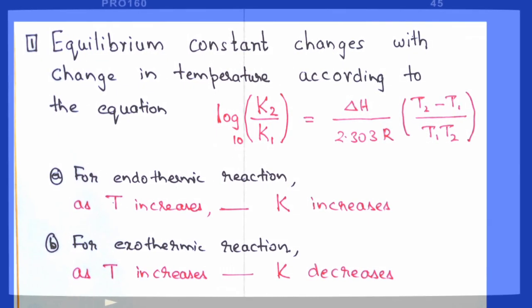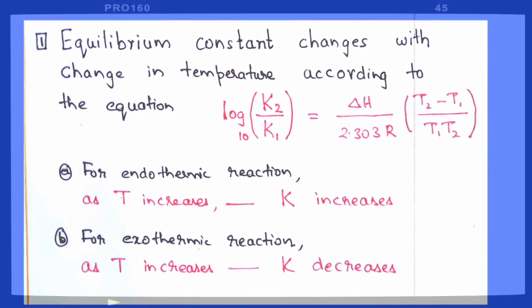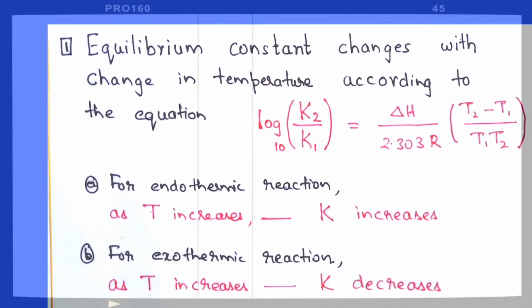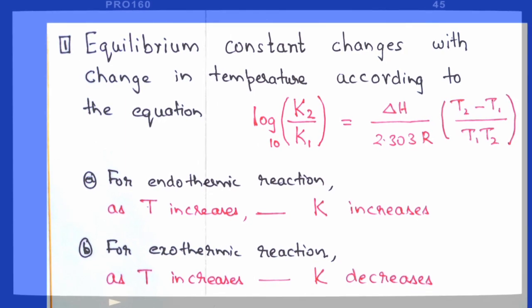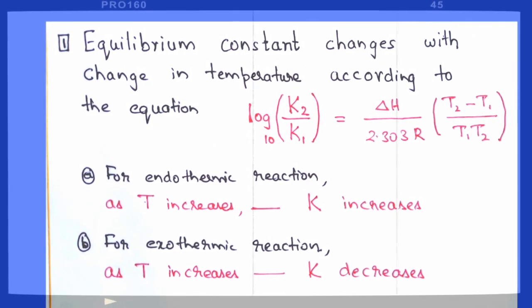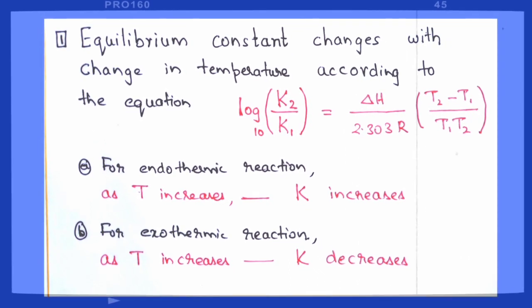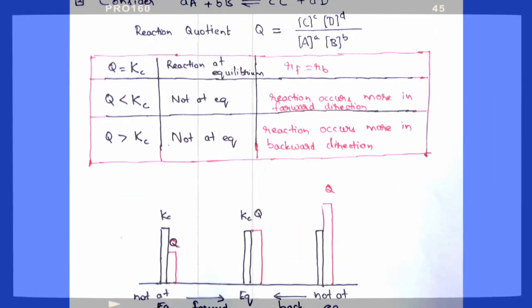In this equation, delta H is the heat of reaction. By doing all the analysis, we will find that during endothermic reaction, as the temperature increases, K increases. For exothermic, it is opposite.